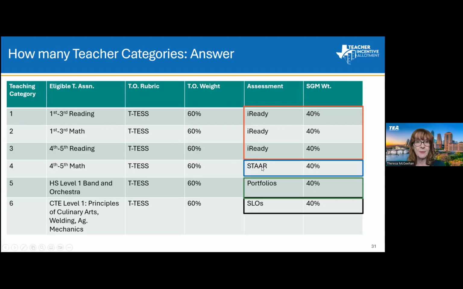STAR is a separate assessment. That's one by itself. And then portfolios, that's a whole separate student growth measure. That's at 40%. And SLOs, that's a separate growth measure. That's at 40%. So if the student growth measure is different and or the assessment being used is different, it needs to be a separate category. But if the assessment is the same, those should all be grouped together. So hopefully that makes sense.